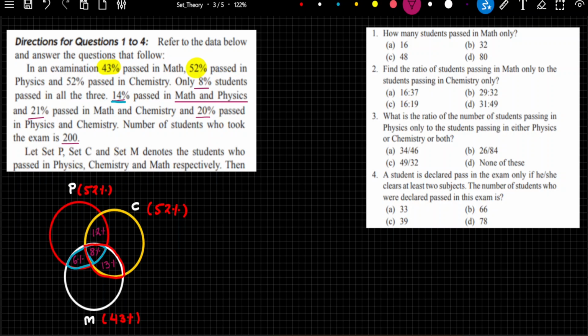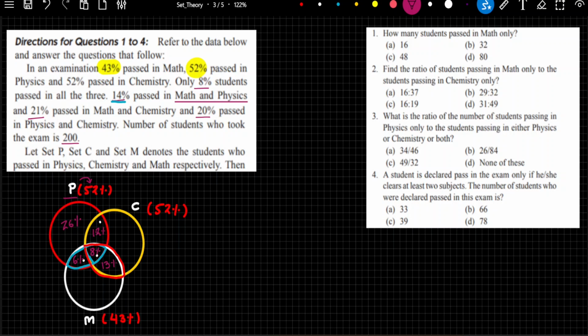Now what else you can do is, if I ask you, can you find out the number of students who passed in the respective subjects? You would say very easy. If you look at physics, the total number of students who passed is 52%. So from 52%, if you remove the value of these three regions, please listen to me carefully. 1, 2, and 3. If you remove these three areas, you'll be left with the number of students who have only passed in physics. So just find the sum. The sum is going to be 12 plus 8, 20. 20 and 6 is 26.